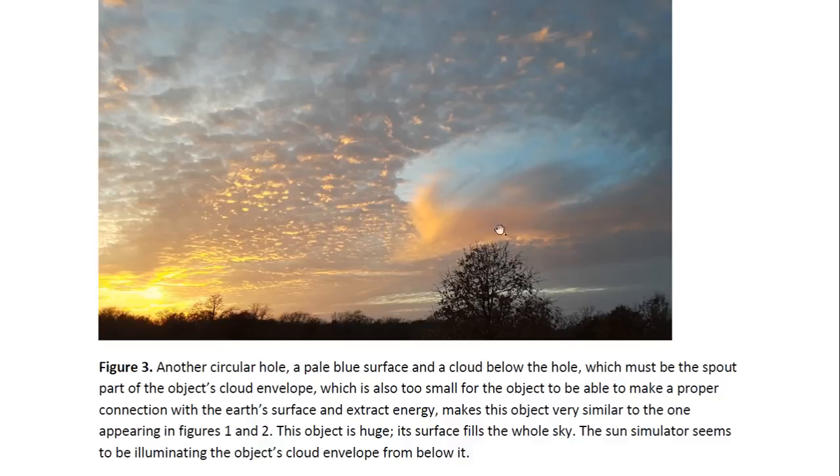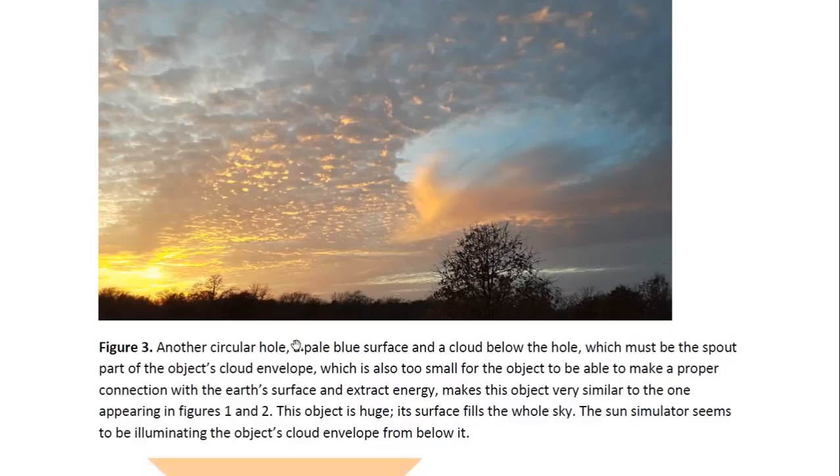But the fact that it has this cloud formation below that clearing on its surface indicates that this is again another one of these objects, and this is its spout cloud envelope. And this would be where it would connect to the surface of the Earth to absorb energy. But again, it doesn't seem to have enough. This object appears to be huge. It seems to cover the whole sky, because you can see the same color being emitted from here.